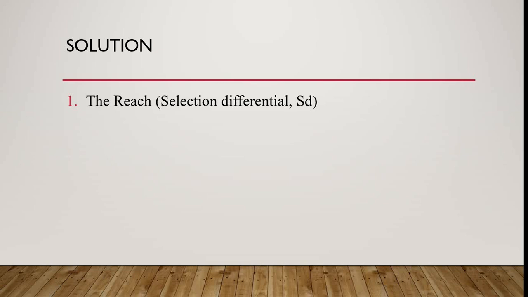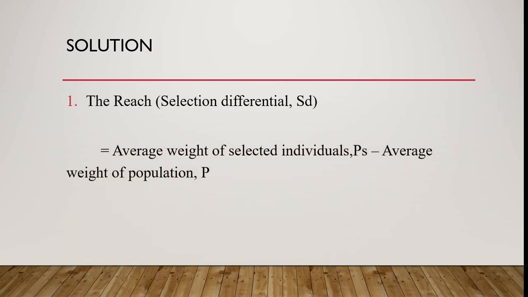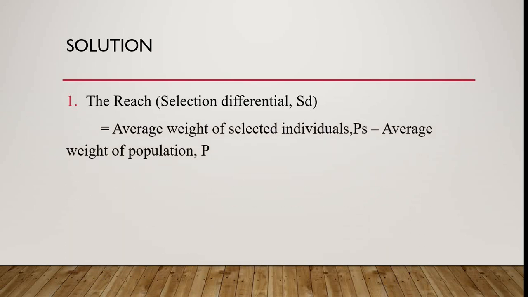So selection differential is going to be equal to PS minus P, where PS represents the average of the selected individuals and P represents the average of the population. So in the question, the average weight of the selected individuals was 82 kilograms, and that of the population was 75. So the selection differential, or the reach, is 7 kilograms. I think that's well understood.